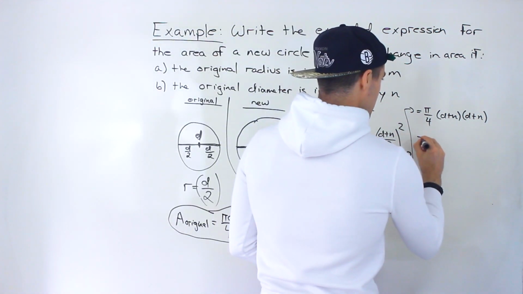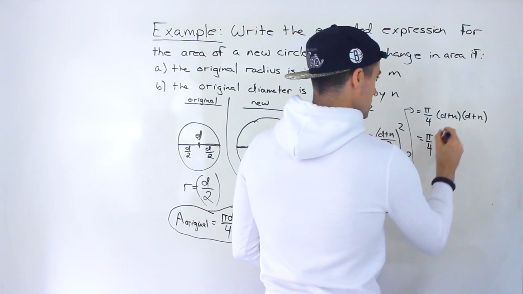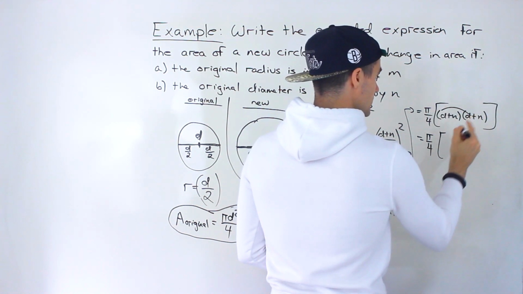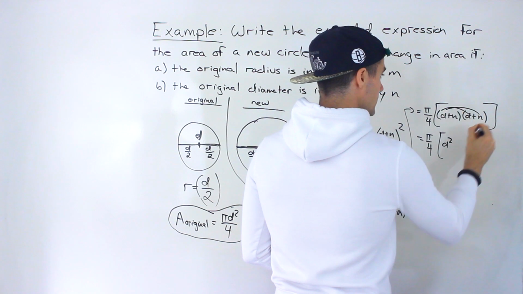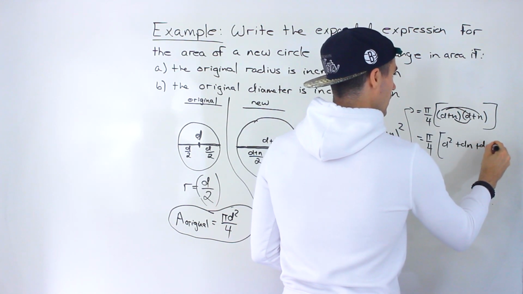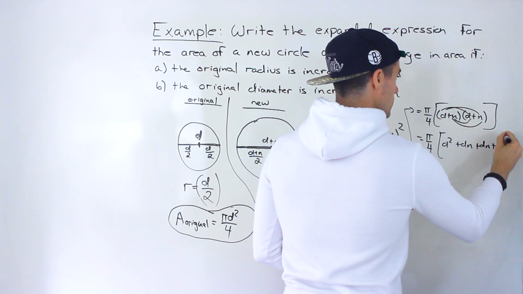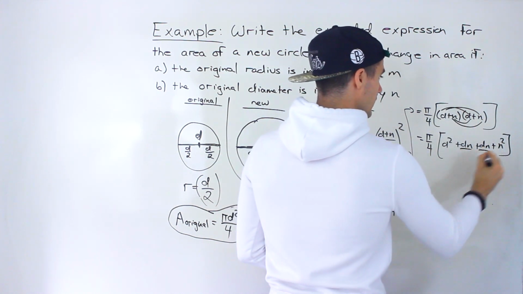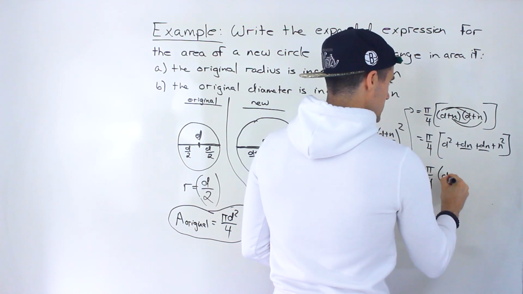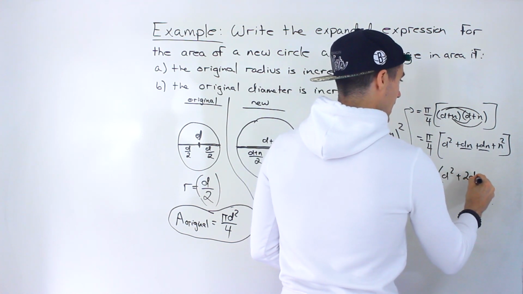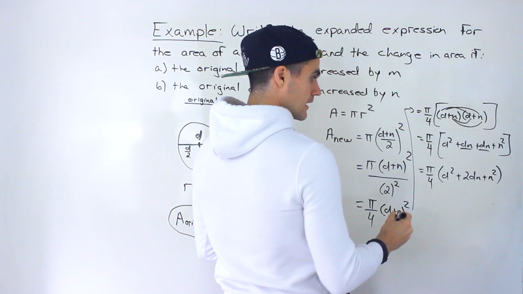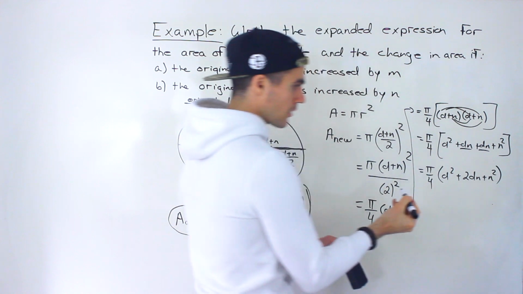So continuing this over here, keep the pi over 4 separate. Let's multiply these two brackets: d times d is d squared, d times n is dn, n times d is dn, n times n is n squared, like that. These are like terms. D squared plus 2dn plus n squared, like that. And now, can't simplify that bracket any further.